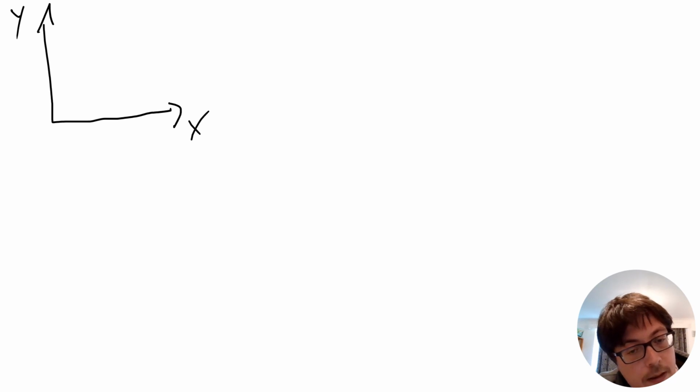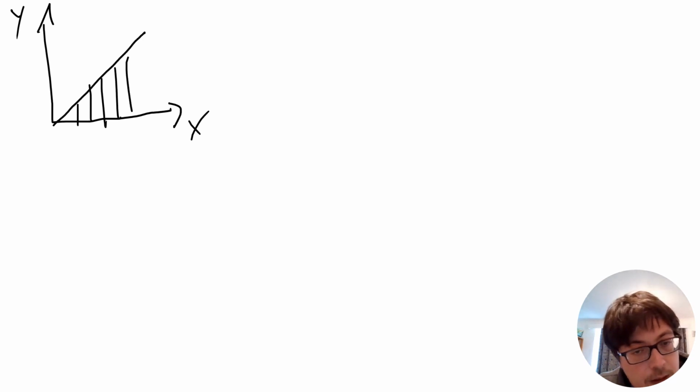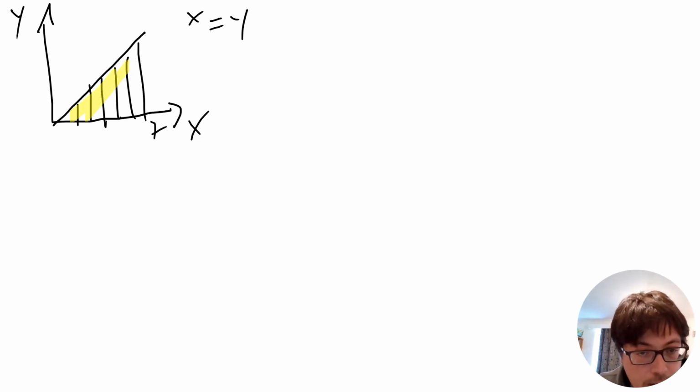Okay, so we left with the shape that we want to use as a reference. This is y, this is x. The line was x equal to y. We chopped it in pieces, 7 rectangles, 1 to 7. And we said that this is x equal to y, and this is 7. We want to calculate the yellow area, but we do have some errors.